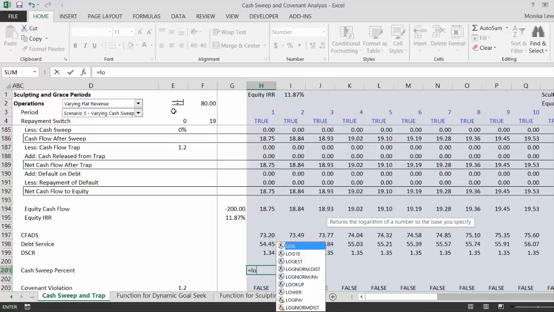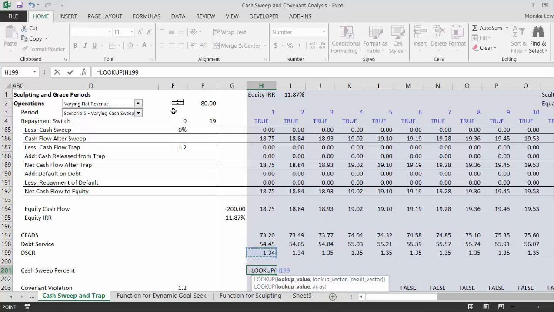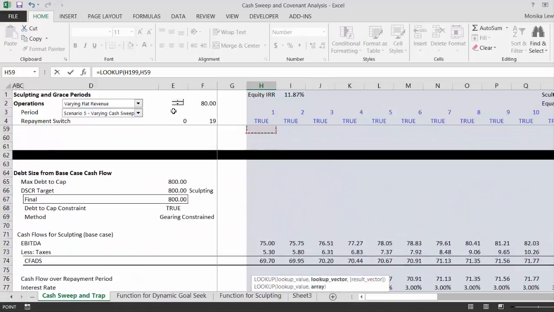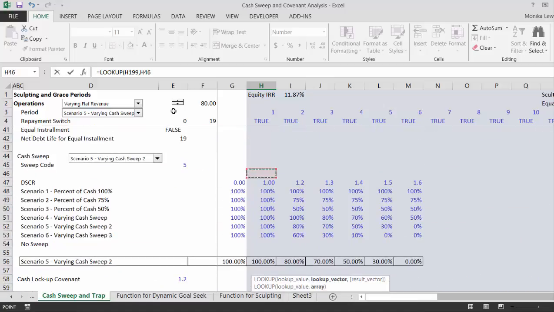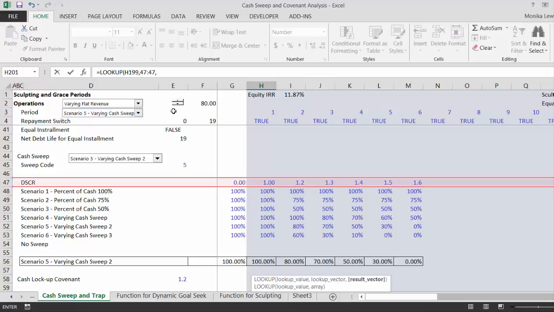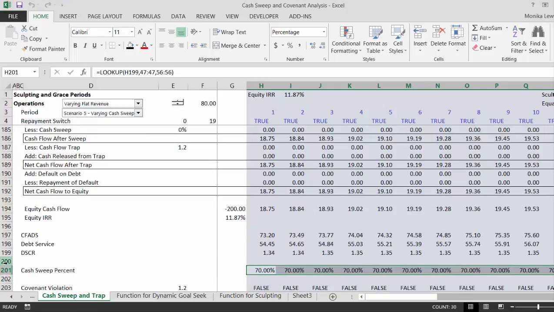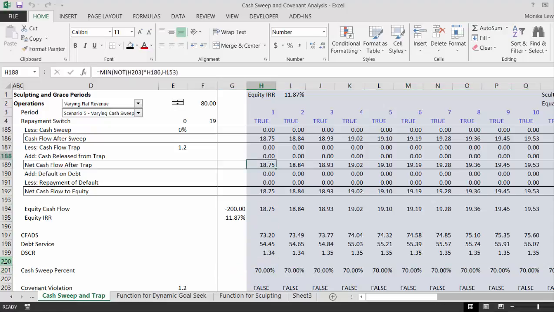I believe if we put lookup in this one, we'll probably have a circular reference because the interest is a function of the sweep, at least at the opening balance. Perhaps we won't. And then what we do is just, this is why I started with 0. We select that one, and then we select this one. Okay. Shift Control R. So in this case, we have the same sweep each time.